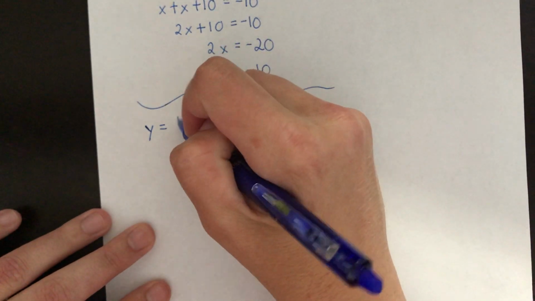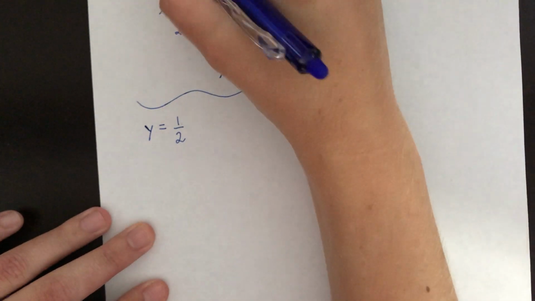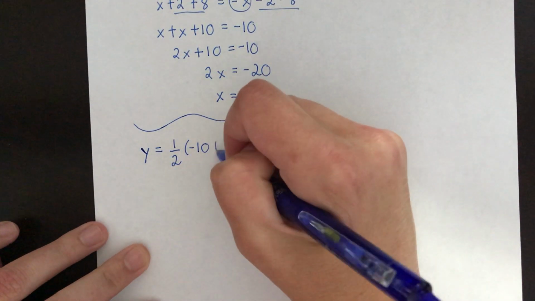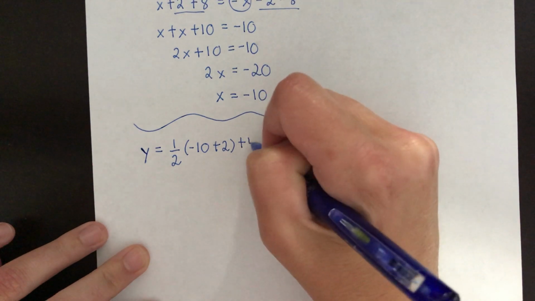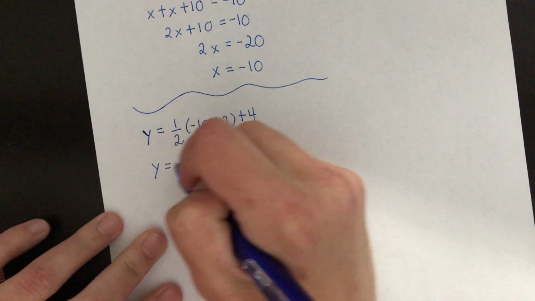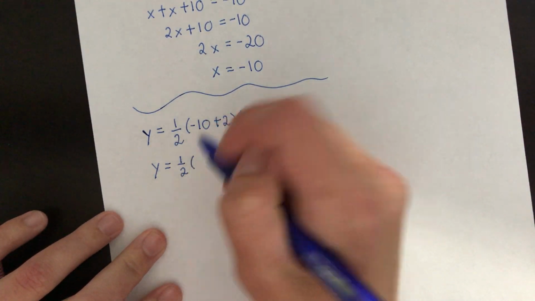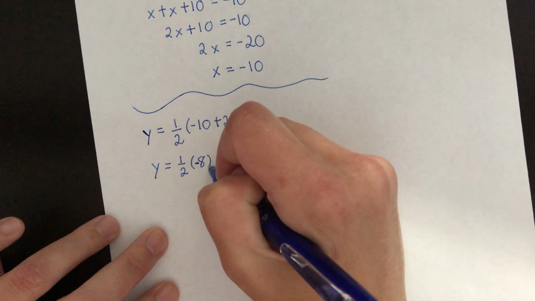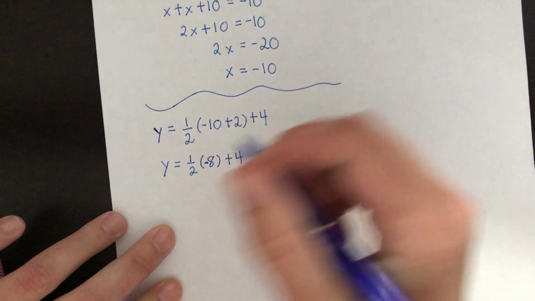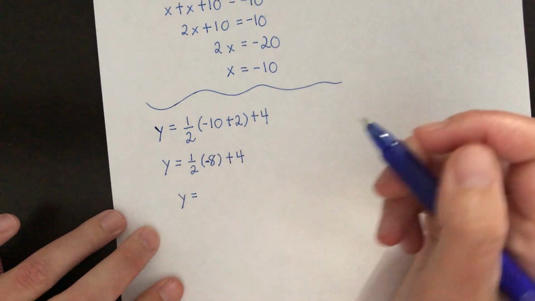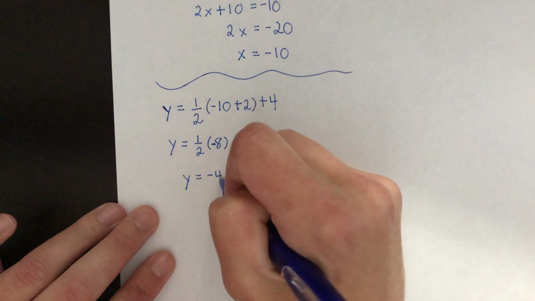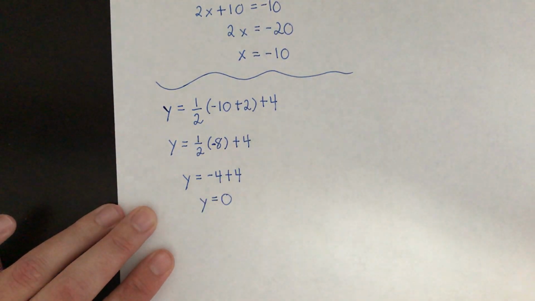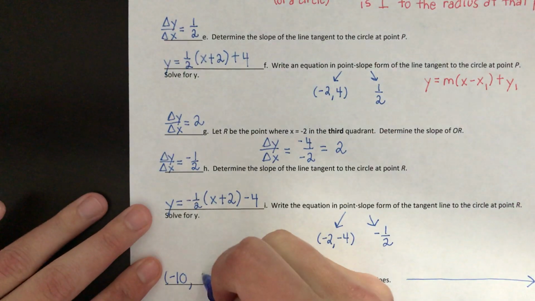So I'm going to take just this equation, this one, the 1/2, where I see x, plug in negative 10 plus 2 plus 4. So y equals 1/2 times negative 10 plus 2, which is negative 8, plus 4. And then half of negative 8 is negative 4. So negative 4 plus 0, plus 4, equals 0. That's interesting. y equals 0.